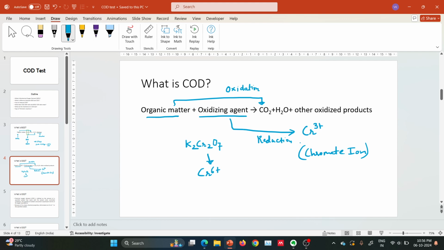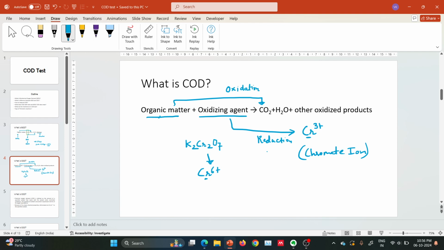So in this process the organic matter is oxidized and the oxidizing agent is reduced, and in that process the chromate ion is quantified. How much chromium is formed, we will evaluate with the help of titrations.